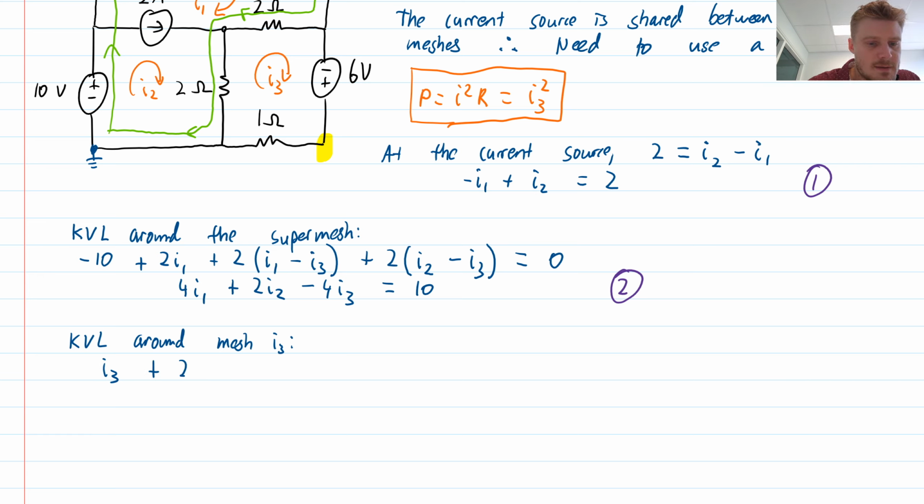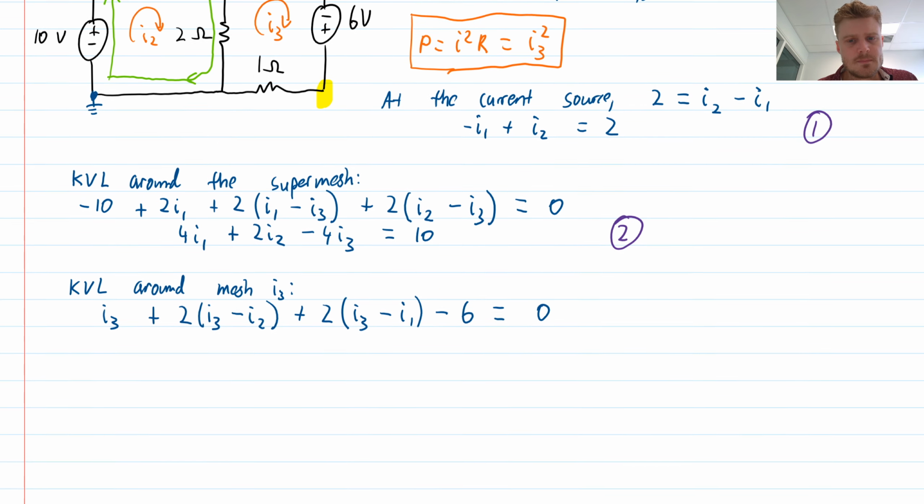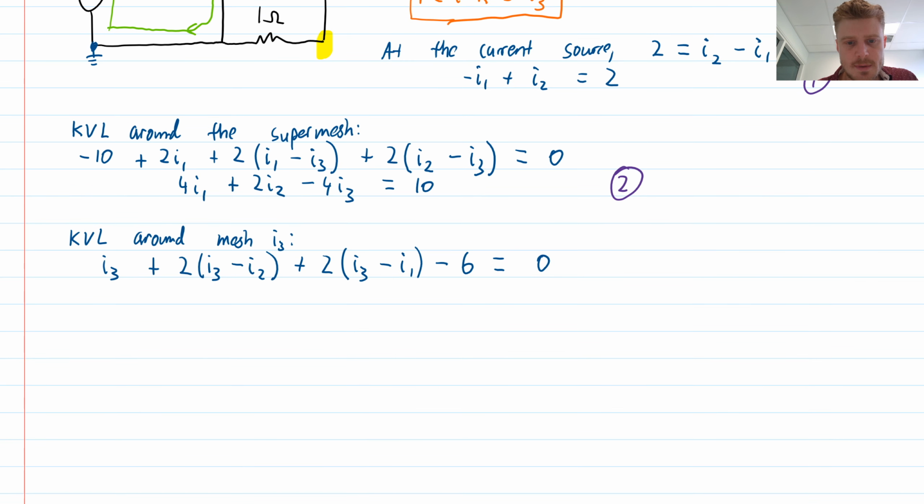Then there'll be the 2 ohm resistor, which will have a contribution due to I3 and also a contribution due to I2. Then there will be another 2 ohm resistor, which will have current I3 minus I1. And then finally the voltage source, which I approach from the negative side, so that'll be minus 6, is equal to 0. Let's simplify this equation a little bit.